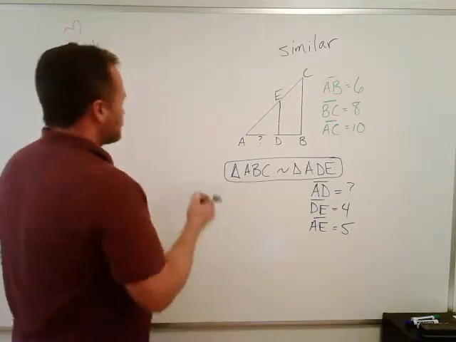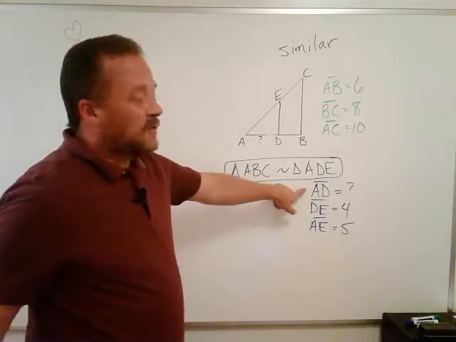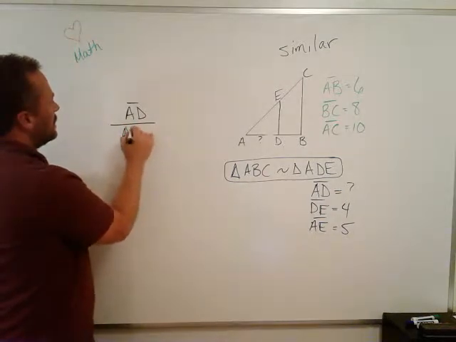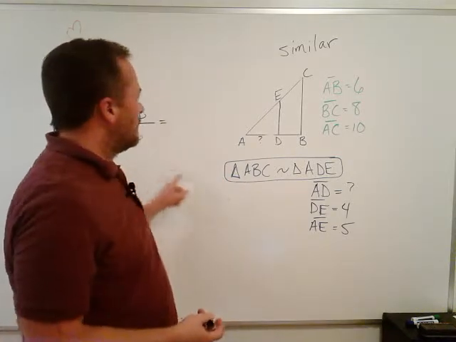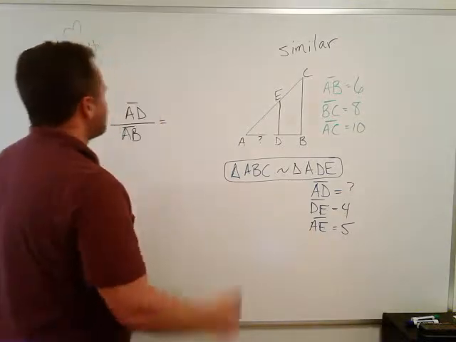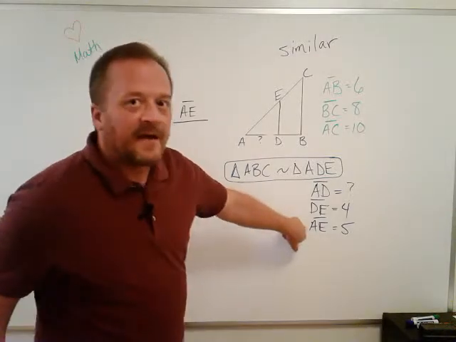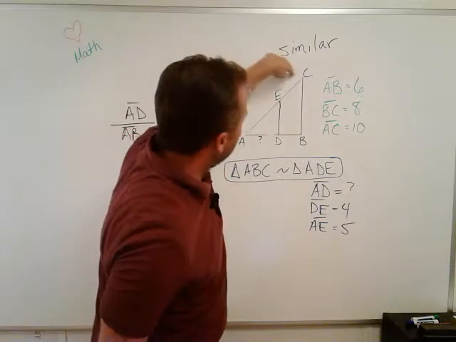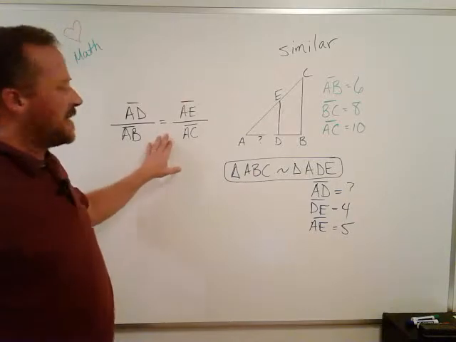Now remember, I always want to include the unknown in my first ratio, or at least one of the ratios. So I'm going to go ahead and say side AD over its corresponding side, which is AB, right? And then my second ratio of my proportion, which has to be equivalent, pick one. It doesn't really matter. Let's go with AE this time. The corresponding side for AE, since AE is right here, I need to pick AC. Okay, so that's my setup.